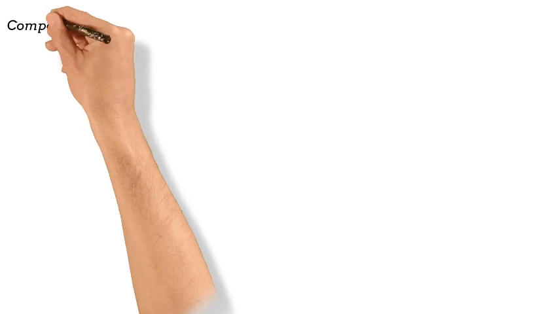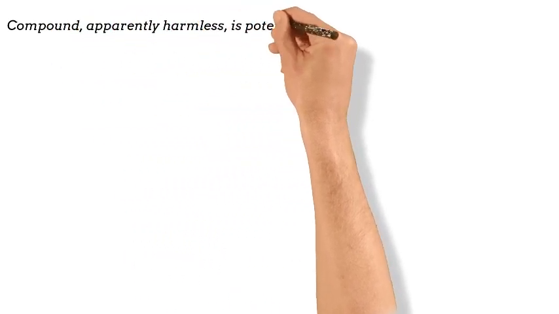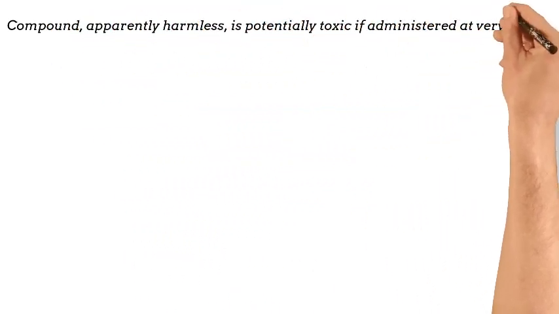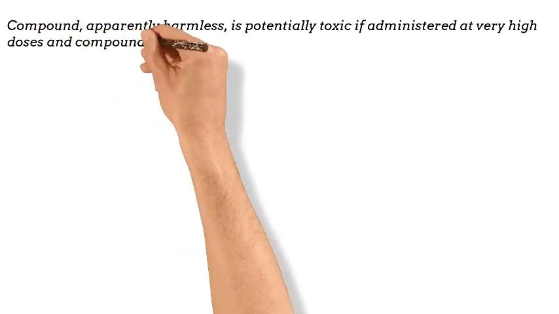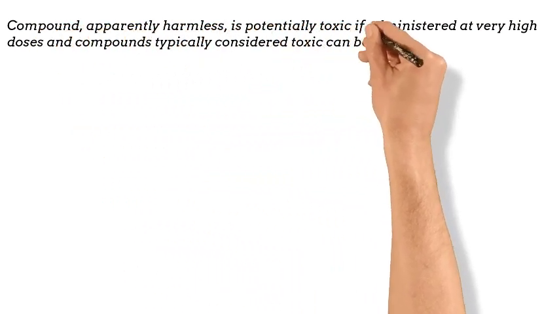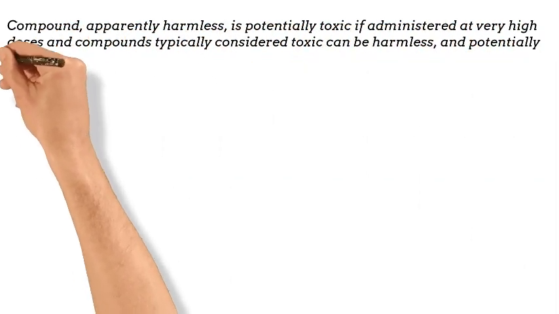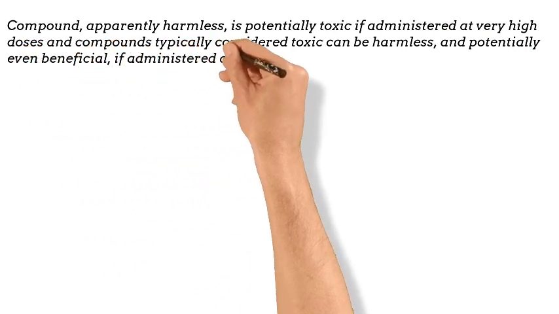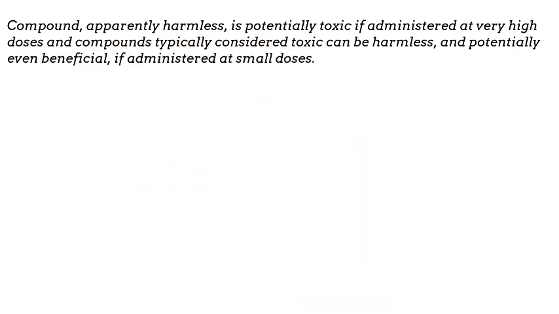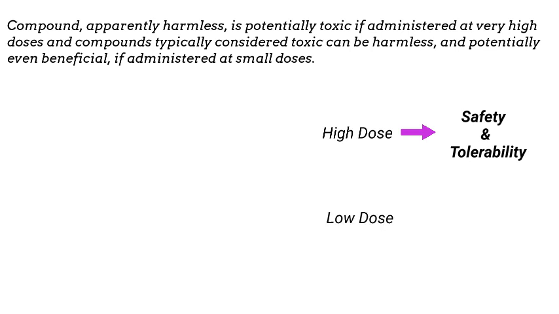Now, what did he mean by this? He meant that a compound, apparently harmless one, is potentially toxic if administered at high doses, and compounds typically considered toxic can be harmless and potentially even beneficial if administered at low doses. For any drug we are interested in, if the dose is set too high, safety and tolerability problems are likely to result, while selecting too low a dose makes it difficult to establish adequate efficacy.